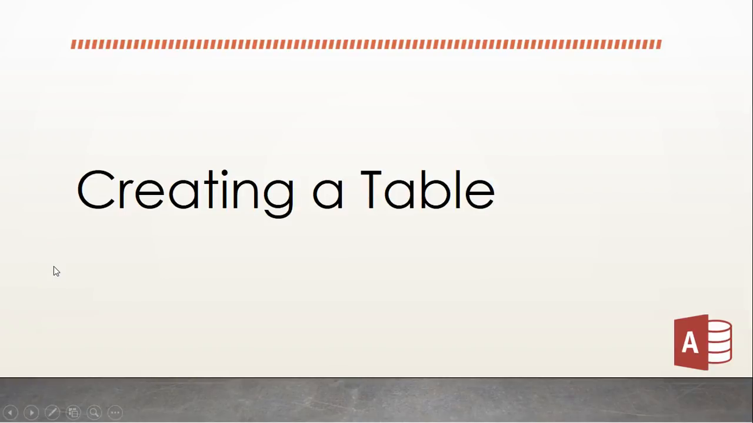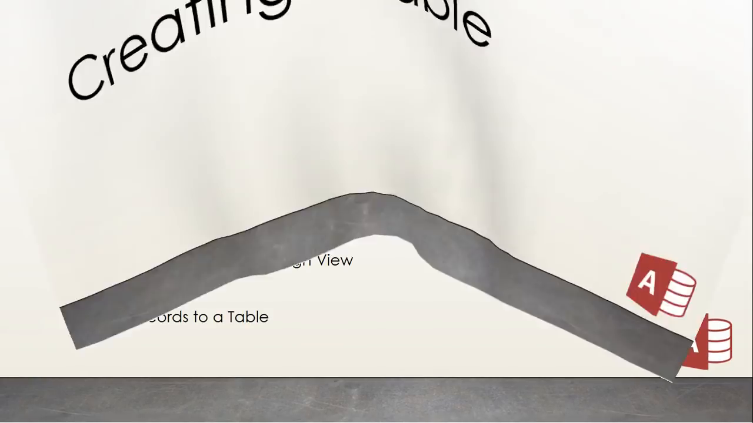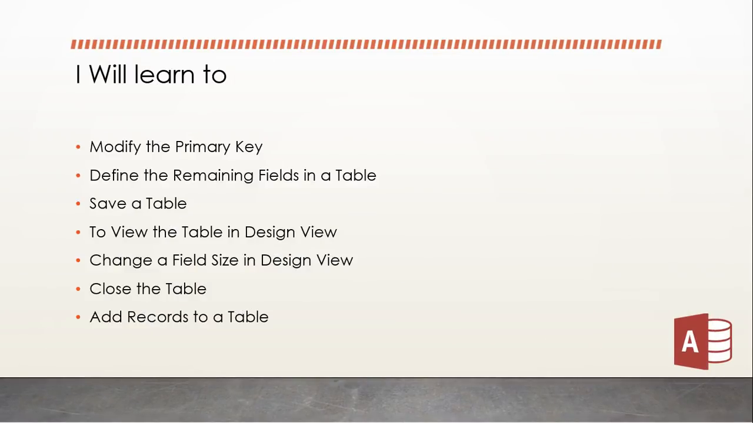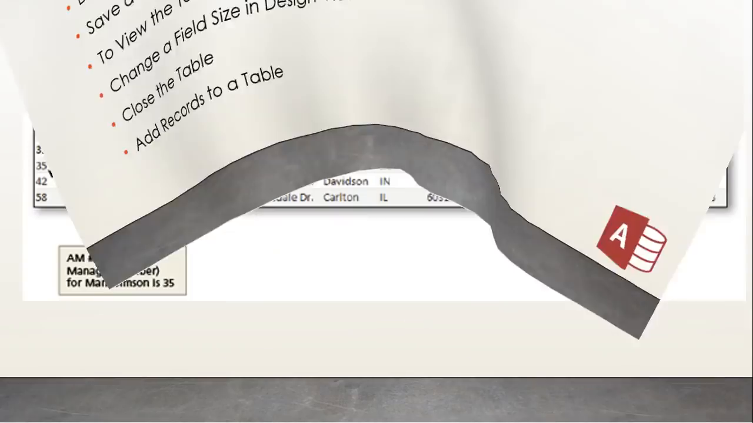Okay, so the first step to really creating our database is we need to create a table. A database cannot function if a table is not there, which includes all of our records and our fields. So in this video, we are going to, number one, create a table. We're going to look at modifying the primary key, which we'll talk about here in a minute. Save the table. I'm going to show you how to create a table in design view and datasheet view as well. And then we're going to look at closing the table within our objects.